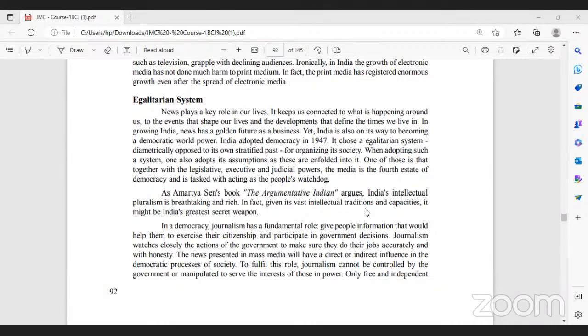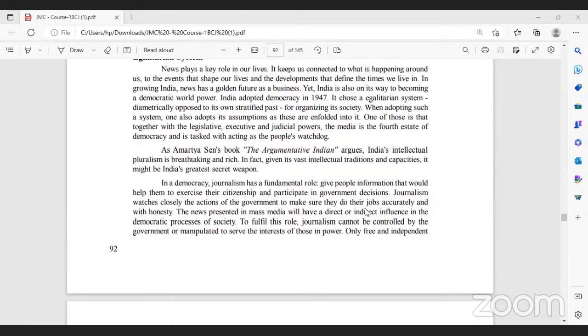As Amartya Sen says in his book The Argumentative Indian, Indians' intellectual pluralism is breathtaking and rich. In fact, given its vast intellectual traditions and capacities, it might be India's greatest secret weapon. Because of India's intellectual pluralism, we can use this intellect as a secret weapon and also pass on information and help in building the nation.